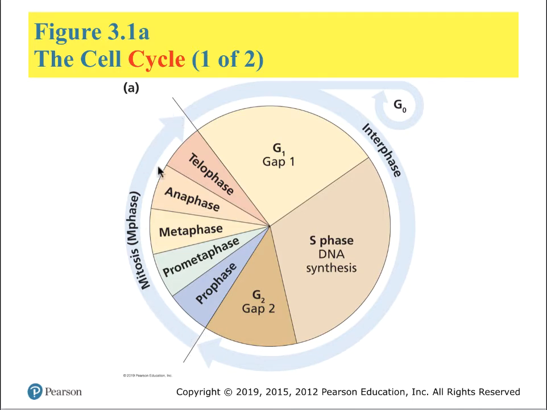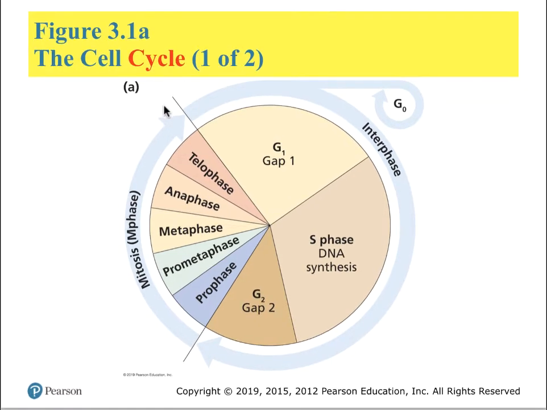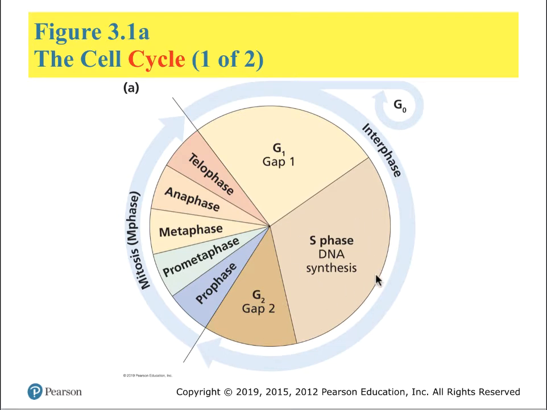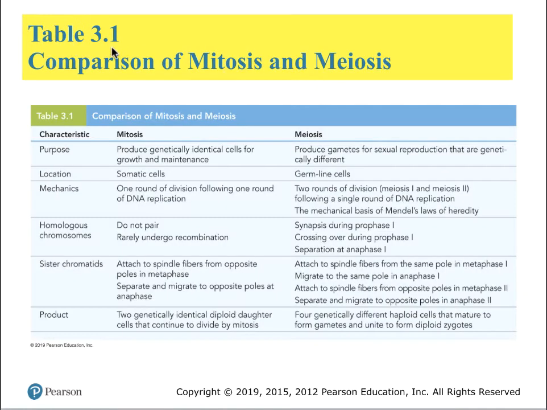And then we will end up first with two daughter cells doing our first journey, and then each of those two daughter cells will return to this point and take a second journey, ending up with four daughter cells. But you only go through this phase once. That is key. Table 3.1 does a great job of contrasting mitosis with meiosis.